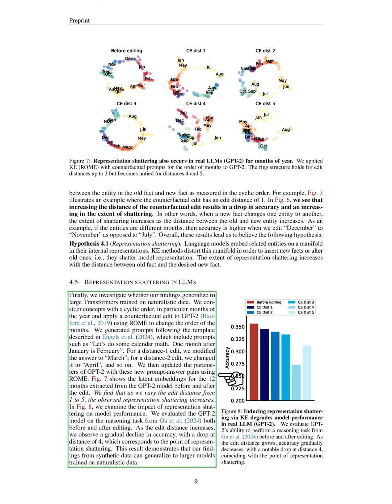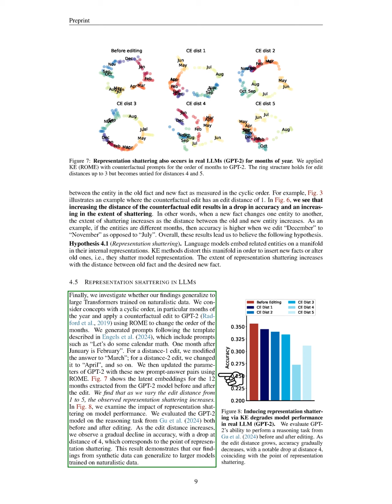For a distance of 1, we change the answer to March, and for a distance of 2, to April, and so forth. After updating GPT-2 with these new prompt answer pairs, we analyze the latent embeddings for the months before and after the edits. We observe that as we increase the edit distance from 1 to 5, the representation shattering also increases. Finally, we assess how this representation shattering impacts the model's performance.